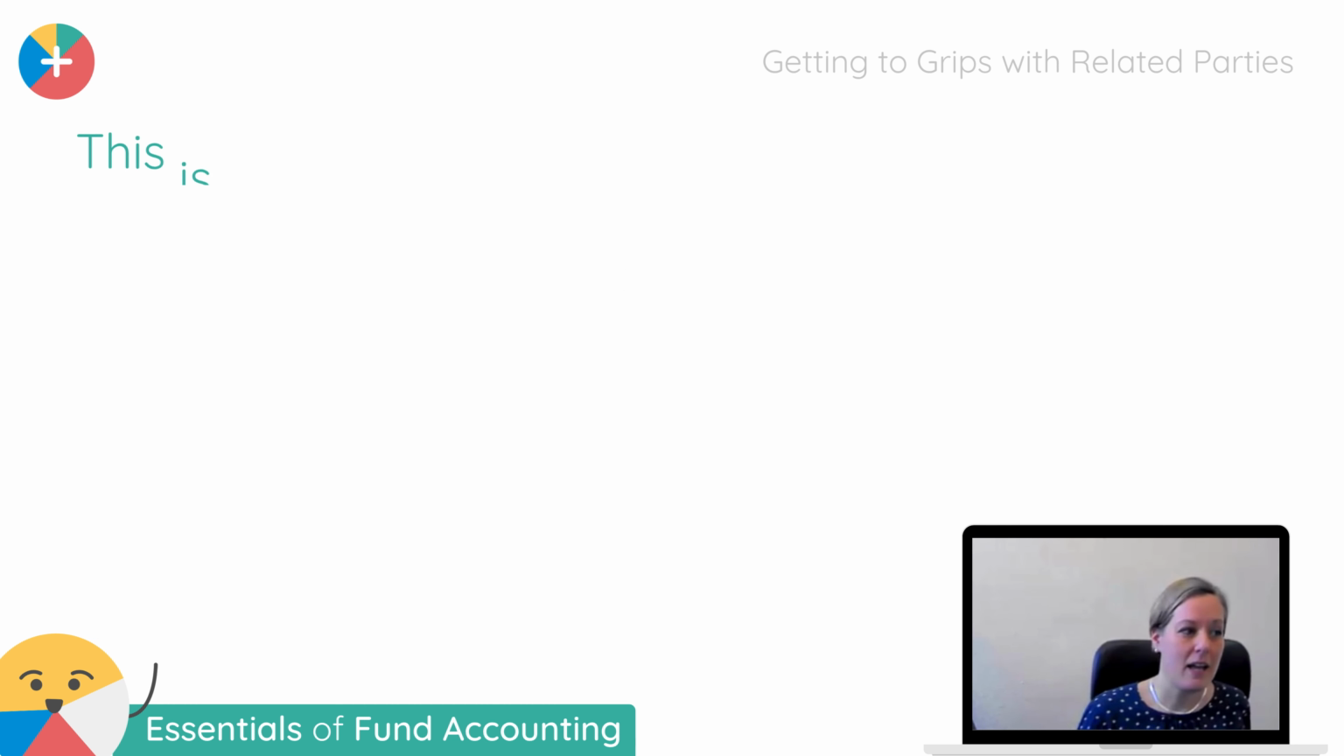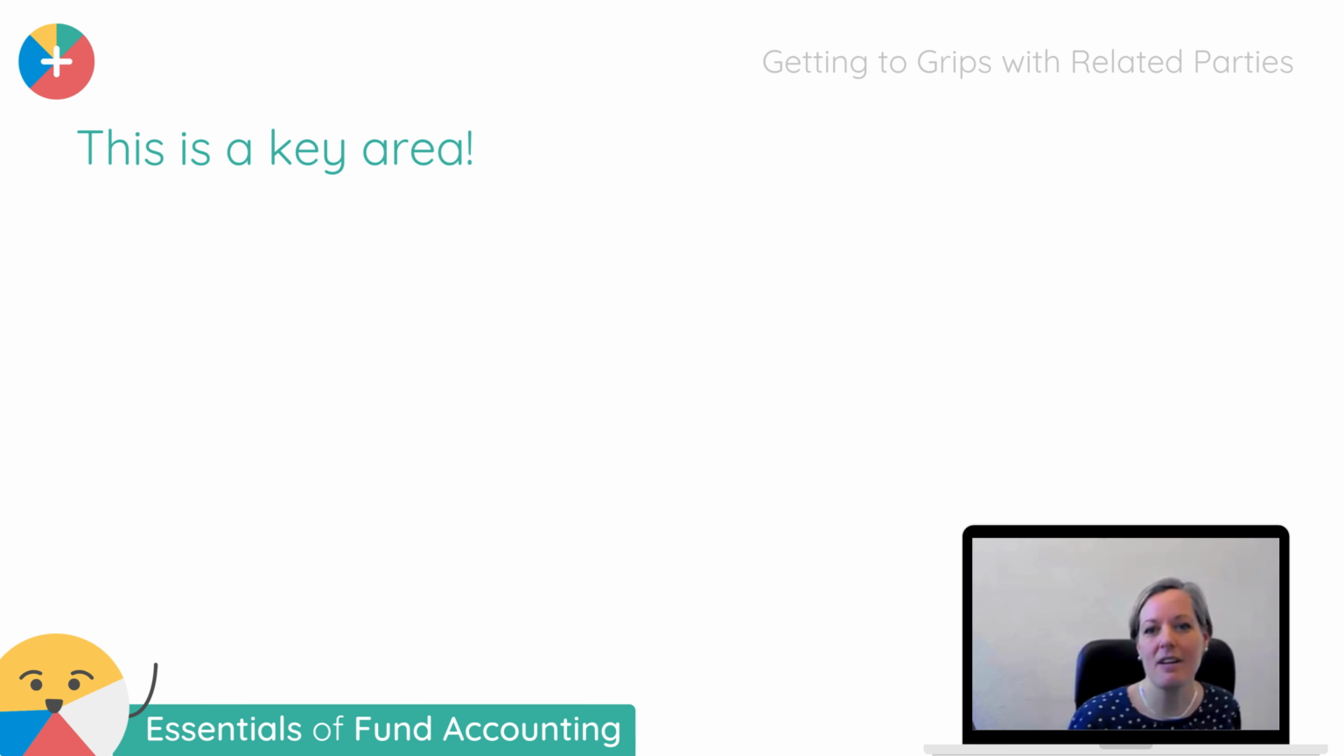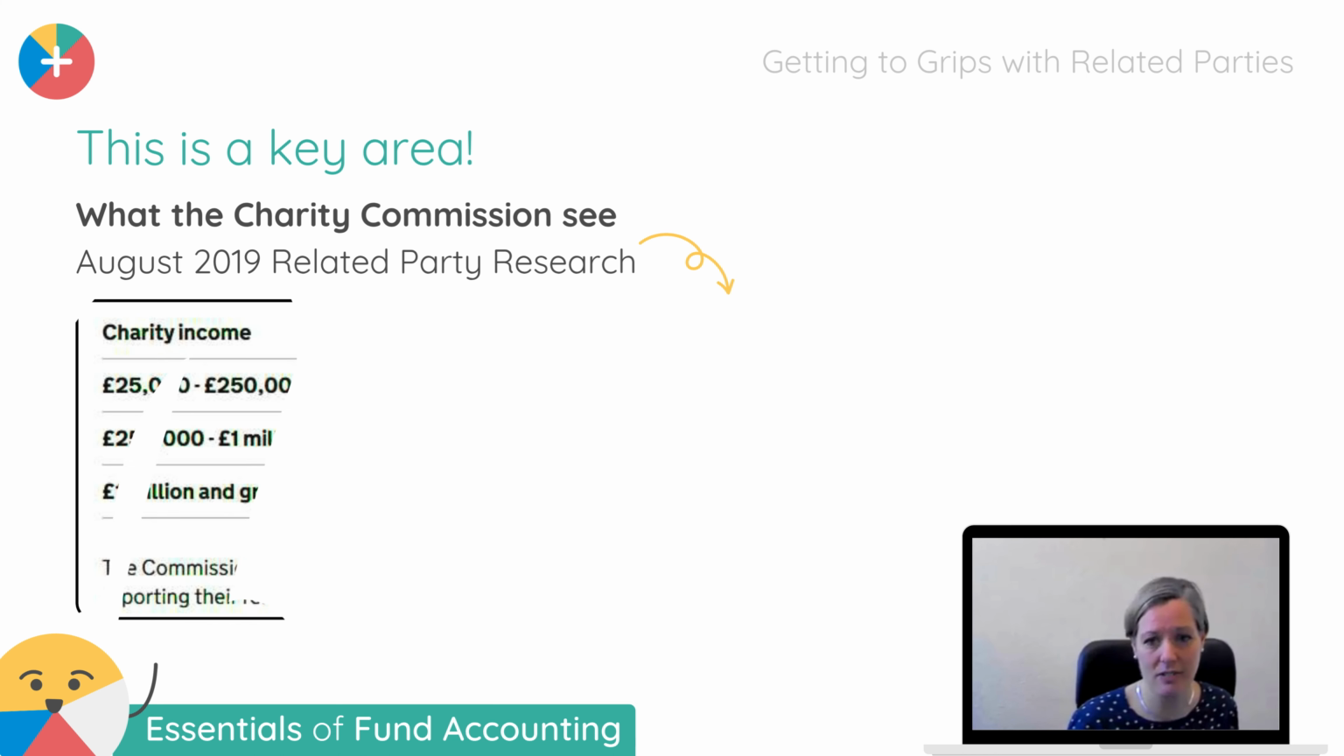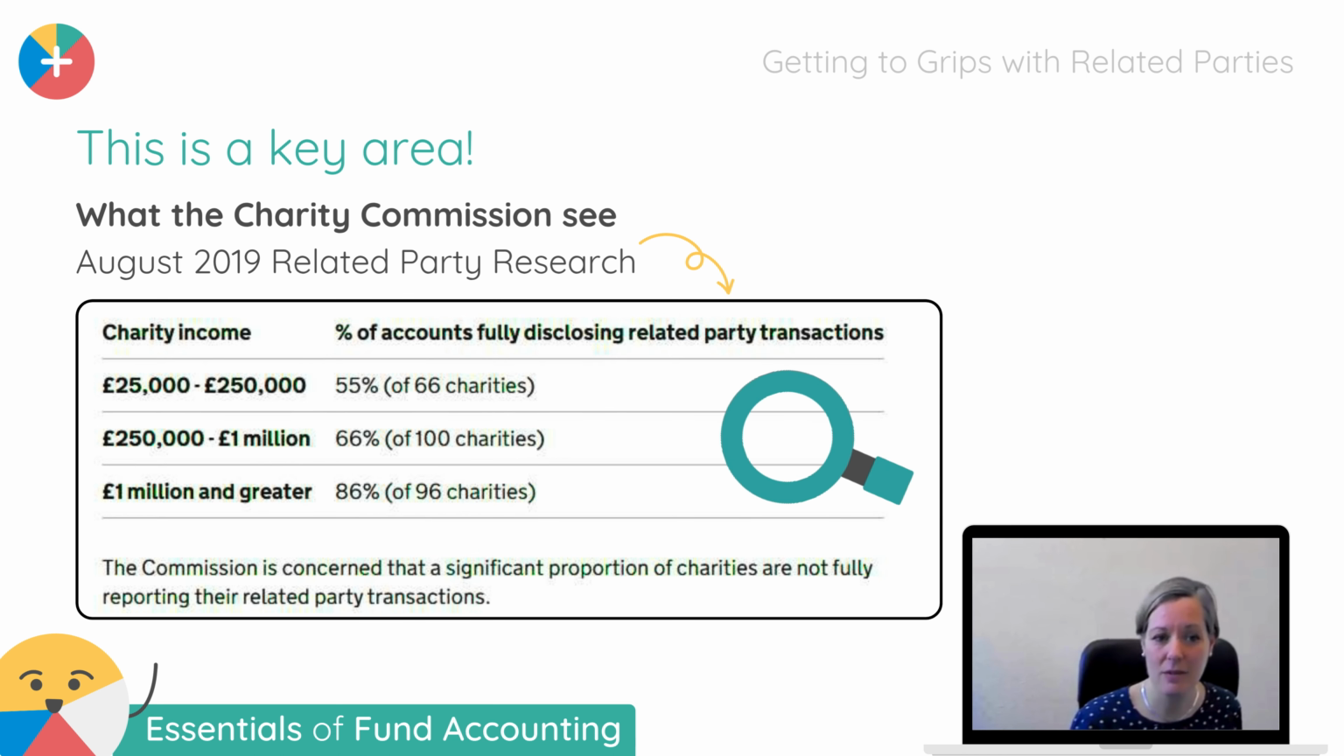This is really a key area because in charity accounting it's been misunderstood and historically it's not been done well. In August 2019, the Charity Commission did some research and it showed that a significant number of charities didn't disclose their related party transactions in their accounts appropriately. And the Charity Commission are trying to encourage and keep an eye on who is disclosing related party transactions, and that we as a charity sector are improving our practice in this area.